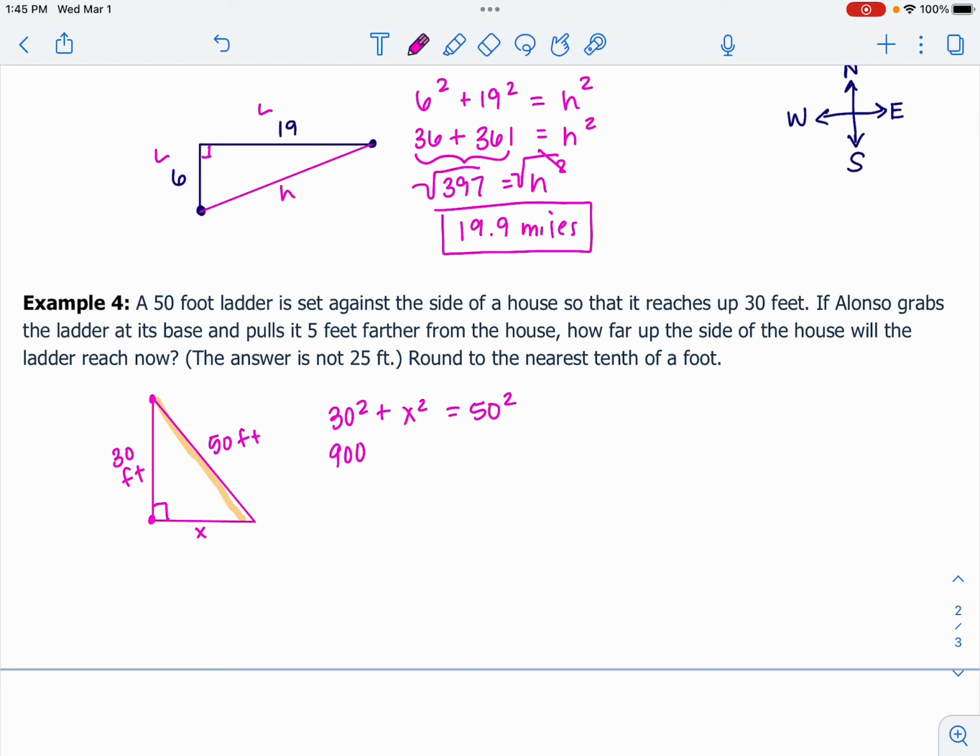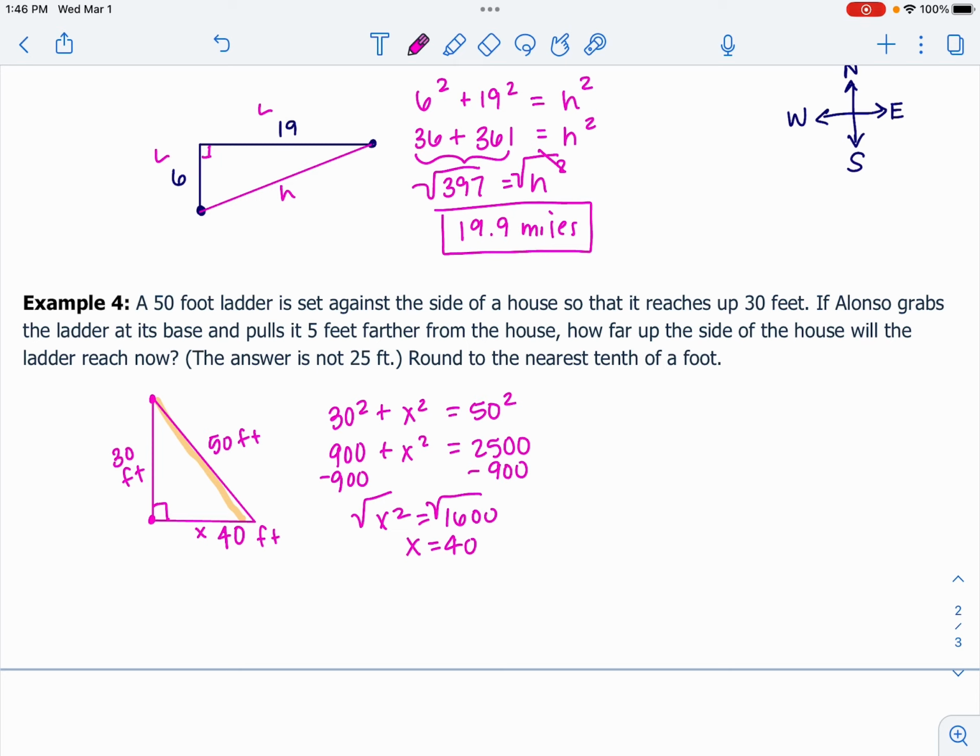Square my 30. Square my 50. Subtract 900 from both sides. X squared equals 1600, and then I'm going to square root 1600. Okay, so the ladder, and I get 40. The ladder starts out 40 feet from the house, the base of the ladder.